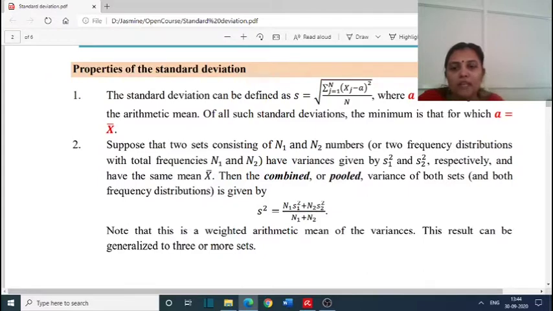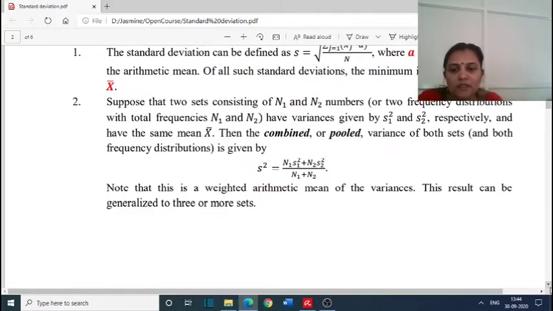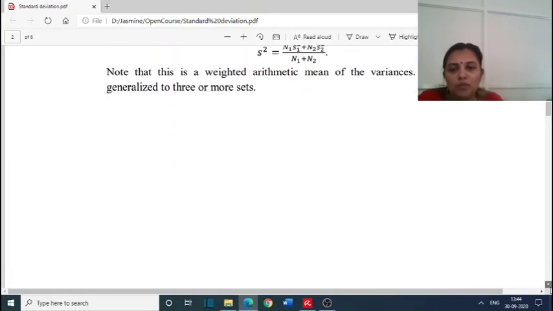Now, the second property. Suppose that two sets of n1 and n2 numbers have variances given by s1 square and s2 square respectively and have the same mean x bar. Then the combined or pooled variance of both sets is given by s square, which is equal to n1 s1 square plus n2 s2 square divided by n1 plus n2. This is the weighted arithmetic mean of the variances. This result can be generalized to 3 or more sets.